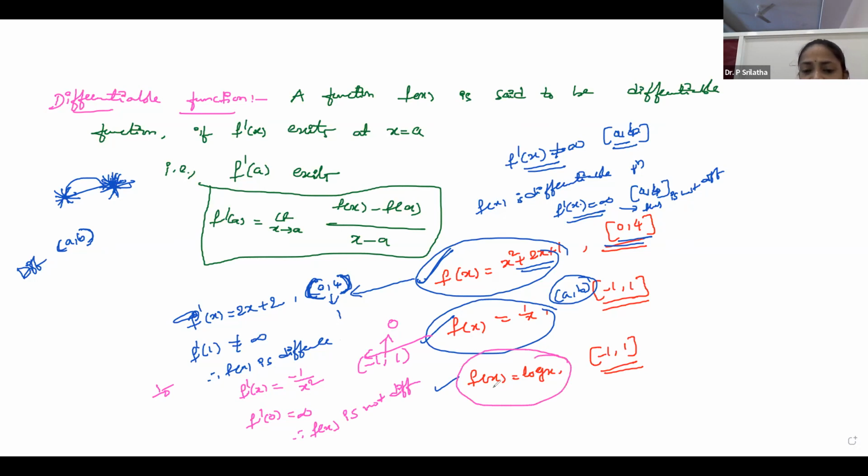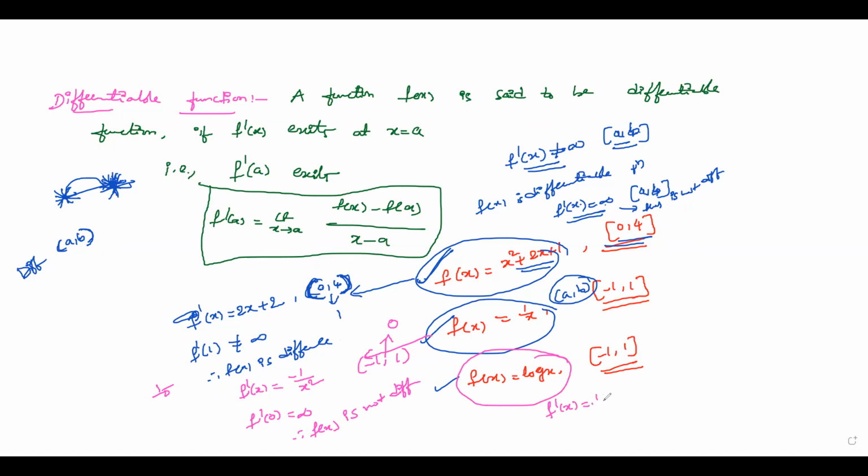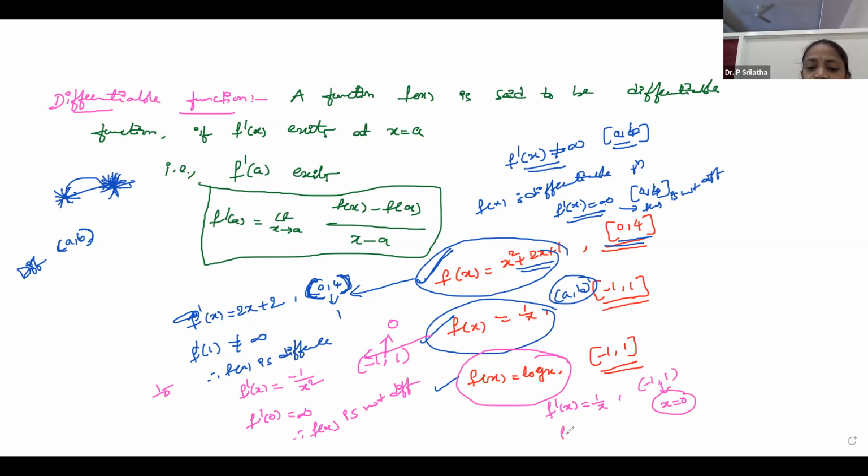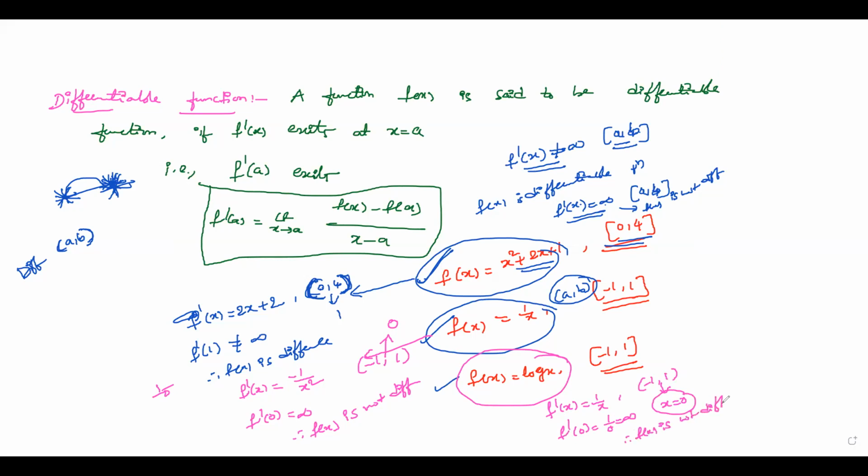Okay. So coming to this problem, what is the differentiation of log x? 1 by x. If I take x value as 0, then f dash of 0 is 1 by 0, that is nothing but infinity. So if it is infinity, therefore the function is not differentiable, right? The given function is not differentiable.